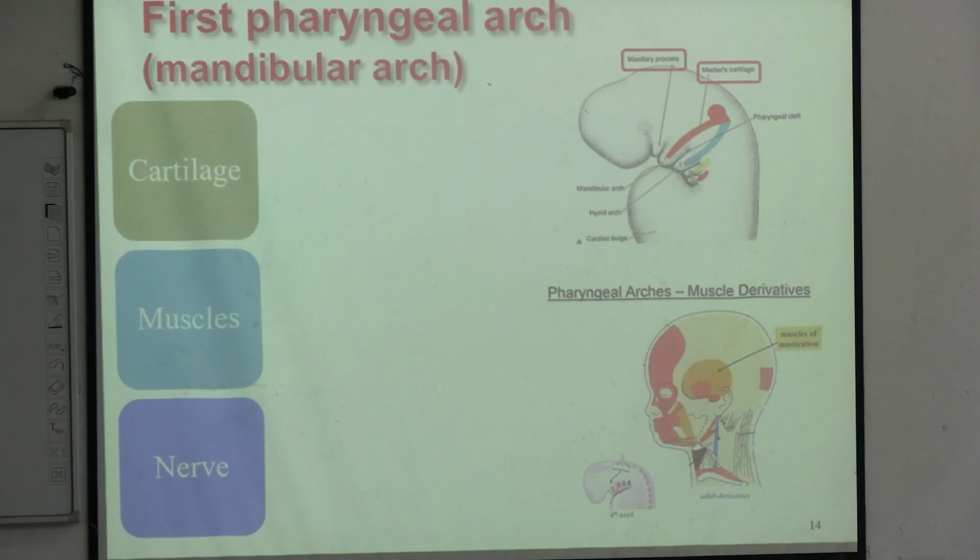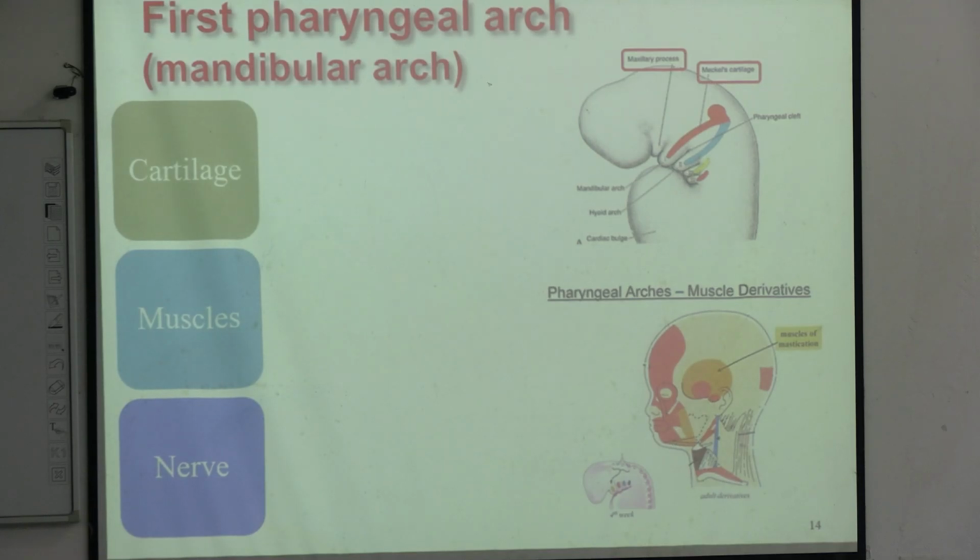Now first the easy part, the muscles. The first arch gives rise to the muscles sitting on the face, and the muscles coming from the first arch give the muscles of mastication. That means whatever muscles of mastication we have, they are derived from the first arch, trigeminal nerve. That's it, easy part. Now the complex part.